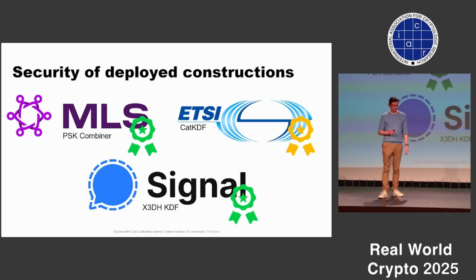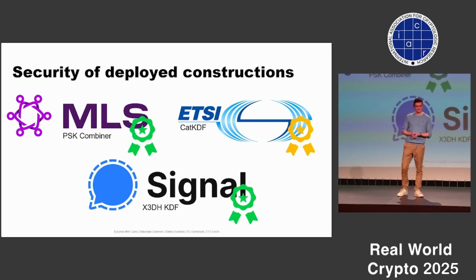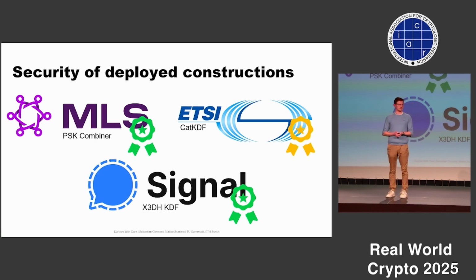Lastly, we looked at Signal and the way they use a KDF in their X3DH key agreement, and also found that this is a good use of a multi-input key derivation function.